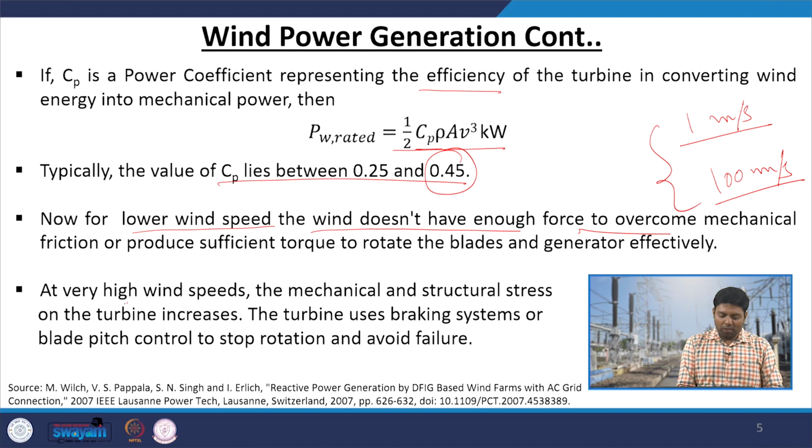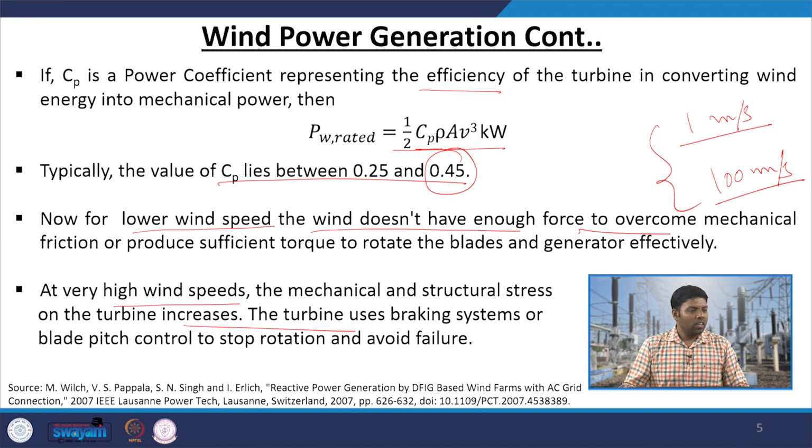Now, again if your wind speed is very high, then what will happen? Let us say we have an arrangement of a gearbox which is making this 15 rpm to 1500 rpm.